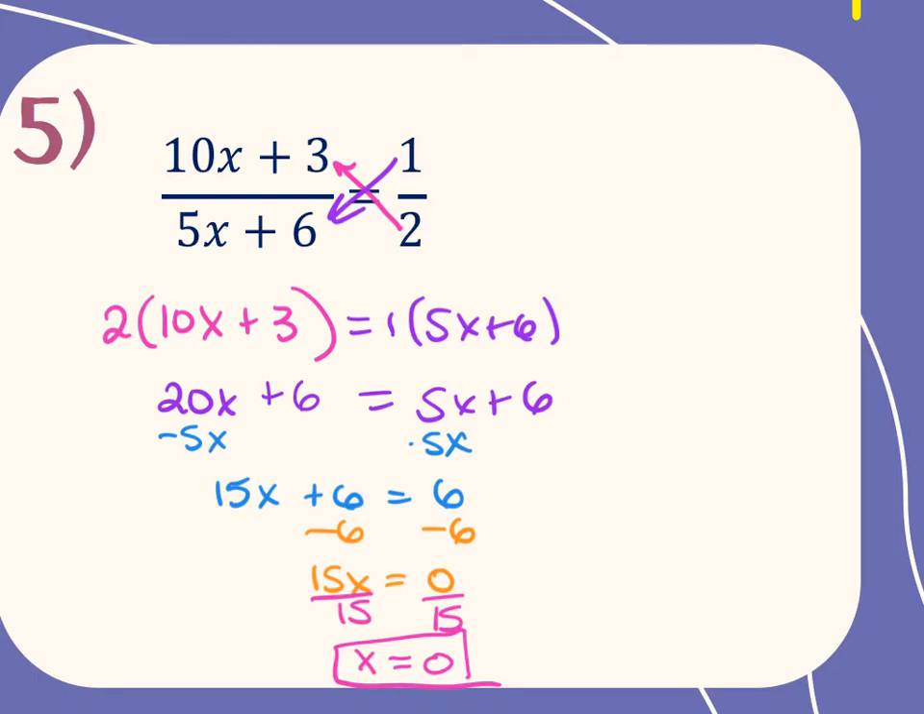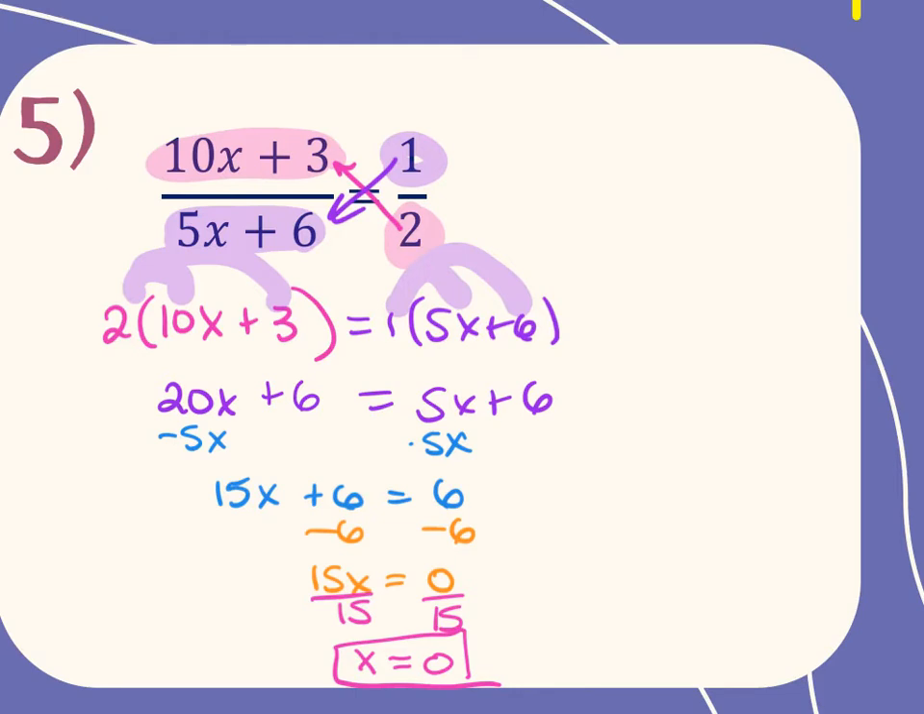Sure. So what I did from the beginning is, if there's only one variable on either side of the equal sign, you can actually just cross multiply. So I multiplied the 2 times the 10x plus 3, and I multiplied the 1 times the 5x plus 6. On the left-hand side, I distributed the 2 to 10 and 2 to 3, and I got 20x plus 3. On the right-hand side, I distributed the 1 to 5 and 6, so it stays the same. Then I subtracted 5x from both sides, subtracted 6 from both sides, and I end up with 15x equals 0.